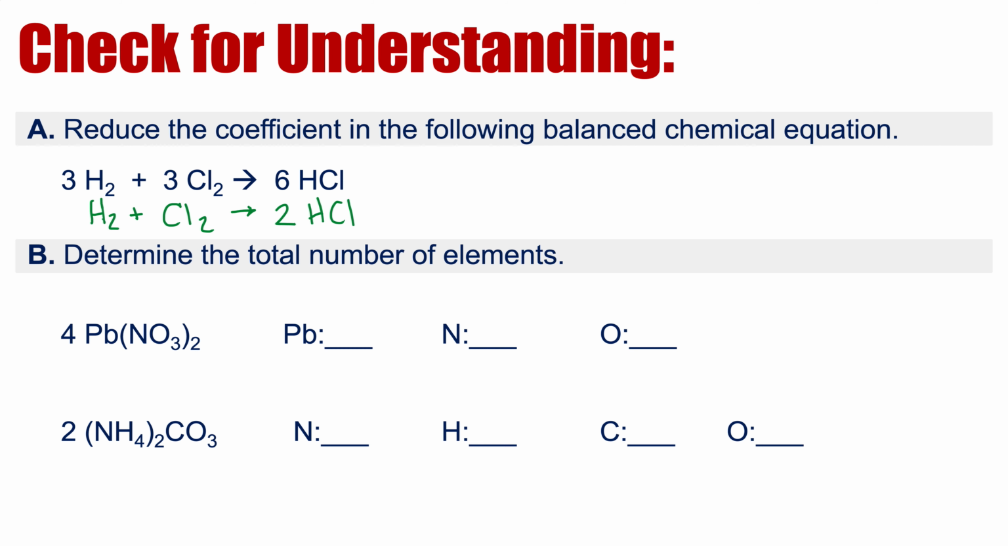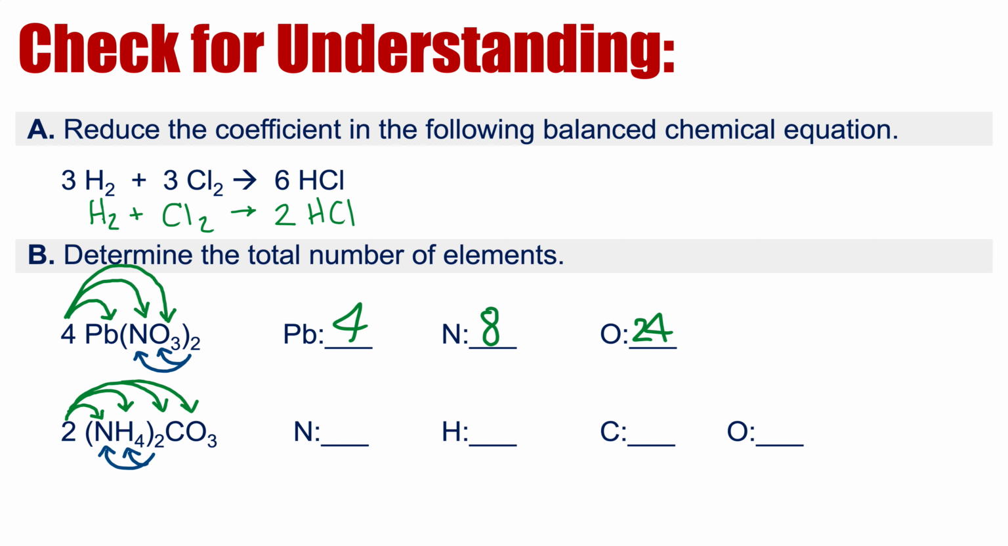For B, it's asking you to determine the total number of each element. What you need to understand is that the 2 is multiplying everything inside of the parentheses, but then that 4 multiplies everything in that formula. So we have 4 leads, 8 nitrogens, and 24 oxygens. For this next one, that 2 outside the parentheses is multiplying everything inside of the parentheses, but then that 2 coefficient multiplies everything in that chemical formula. So we have 4, 16, 2, and then 6.